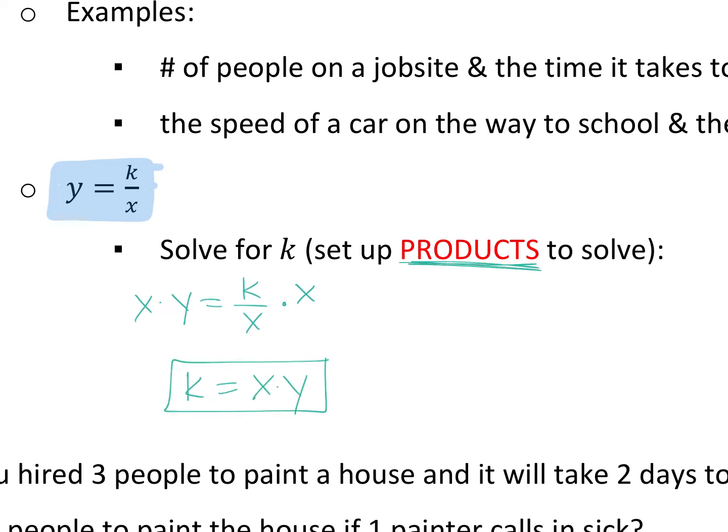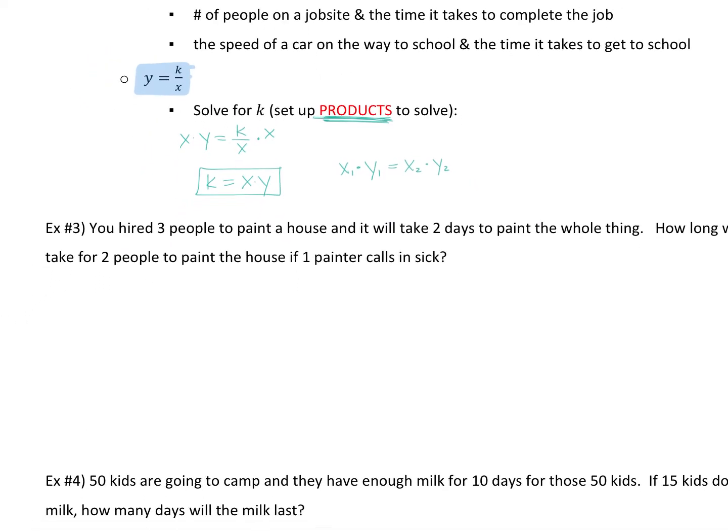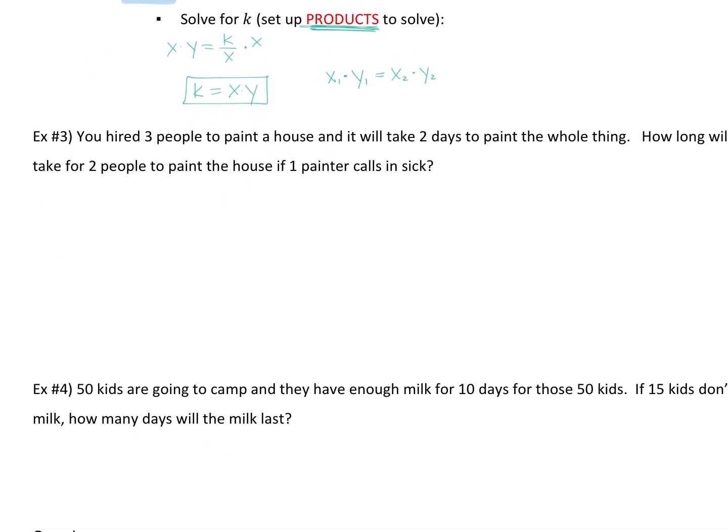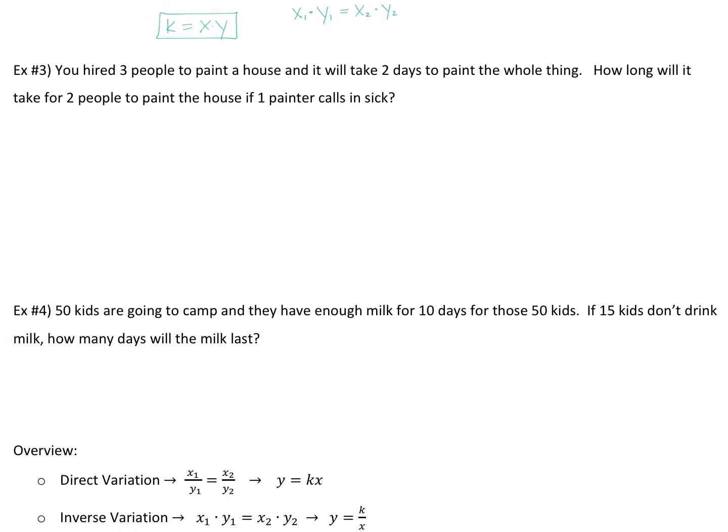Right? So when you are doing inverse, you are setting up products. The 2 numbers times each other equal the other 2 numbers times each other. Okay, products, multiplication. Questions on that? Okay, so it'll look something like this. Your x1 value times your y1 value equals your x2 value times your y2 value is basically what you're going to be solving. So let's take a look at this first one and see what that does. Goodness, that is really far across my page.